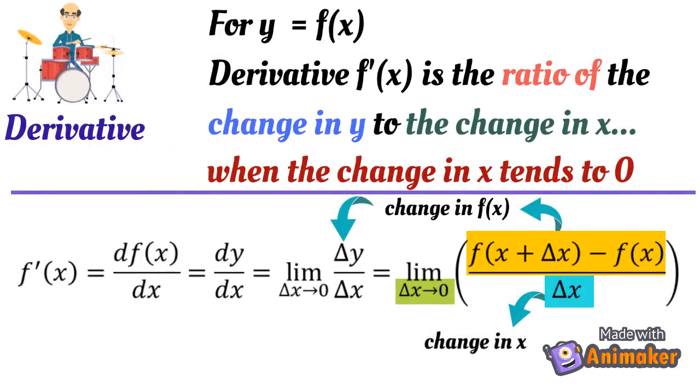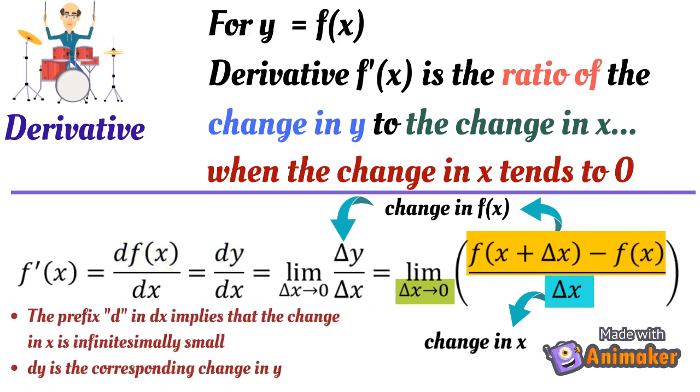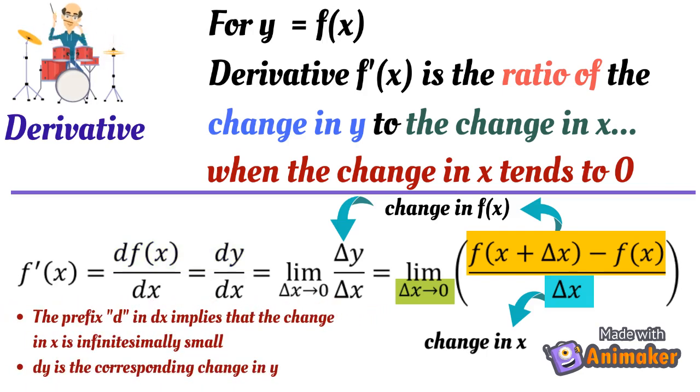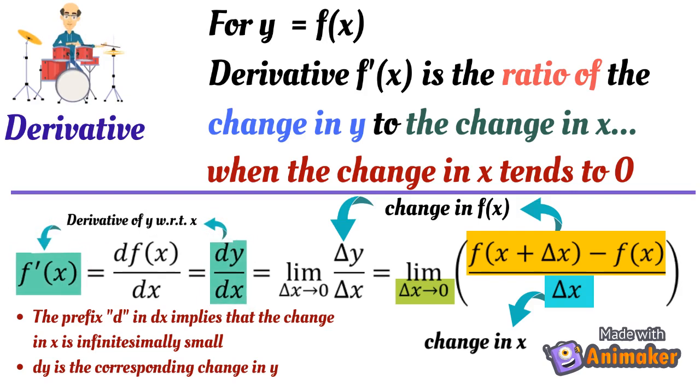Now, since y is equal to f of x, df of x and dy both mean the same and stand for changes in y when x changes by dx. The prefix d is to indicate that the change in x is infinitesimal, and we then have the corresponding change in f of x or y. So, to repeat, dy by dx means derivative of y with respect to x. Also, dy is the change in y when x changes by dx, considering that dx is infinitely small and close to 0, which is what the expression in limit says, that is, limit of delta y by delta x as delta x gets closer and closer to 0.